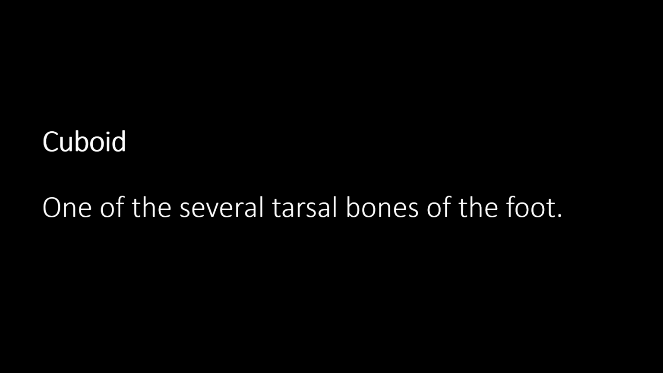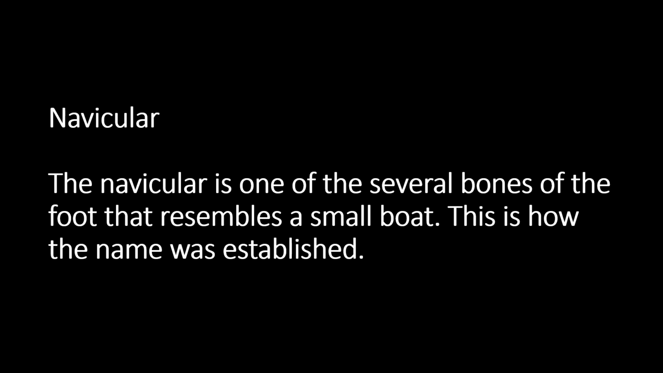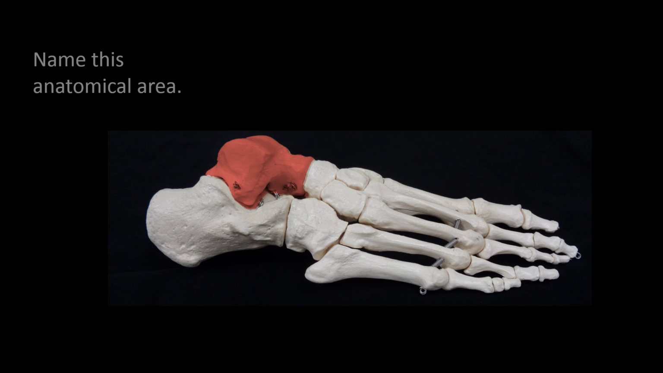Cuboid. One of the several tarsal bones of the foot. Name this anatomical area. Navicular. The navicular is one of the several bones of the foot that resembles a small boat. This is how the name was established. Name this anatomical area.